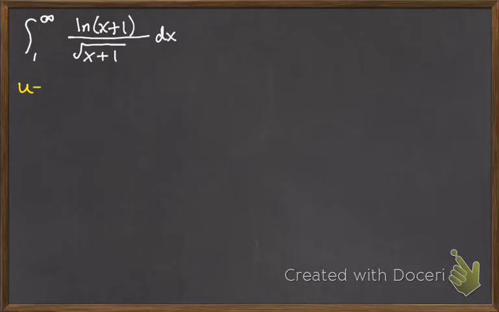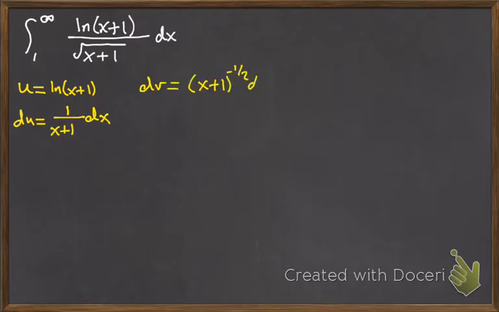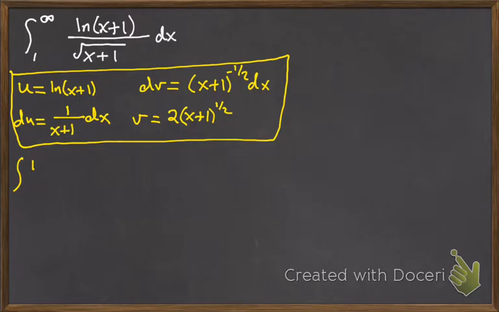So we're going to let u be the natural log of x plus 1, and du will be 1 over x plus 1 dx. dv will be the square root of x plus 1 on the denominator, so we'll write that a little more user-friendly with the rational exponent. And then v will be 2(x plus 1) to the 1/2 power. So I'm just going to not worry about the improper integral. We're just going to find the antiderivative, and then we'll incorporate the improper integral stuff in a moment here.